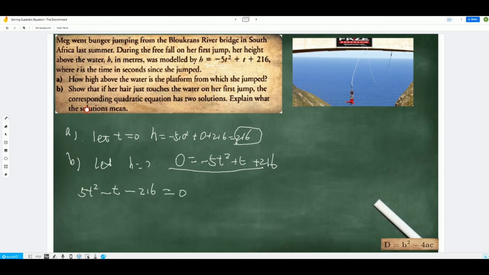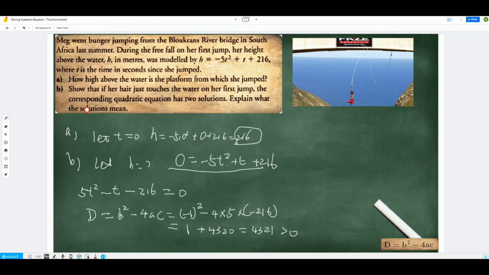Okay, so first let's look at D, right? D equals b squared minus 4ac. D equals negative 1 squared minus 4 times a, which equals 5, times c, which equals negative 216, right? This one I already calculated: 4320, and plus 1 should be 4321. So D equals 4321, which is greater than 0, so it should have two solutions, right? It's two zeros.